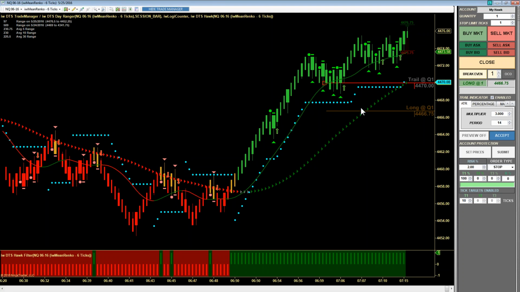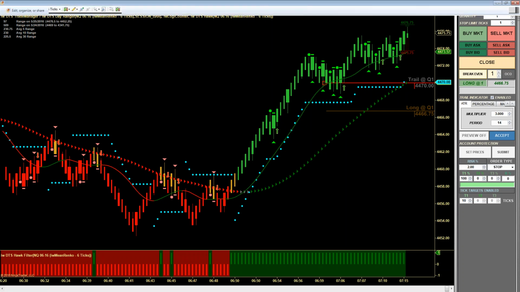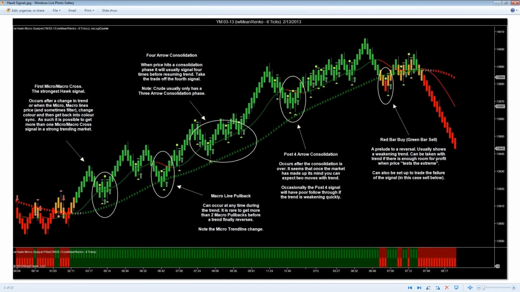And so far we find ourselves in a really good move. Again, the first micro macro cross, we're just playing the probabilities. Since we're waiting on stuff, I'll show you what the high probability signals look like. These are your high probability signals on the Hawk.